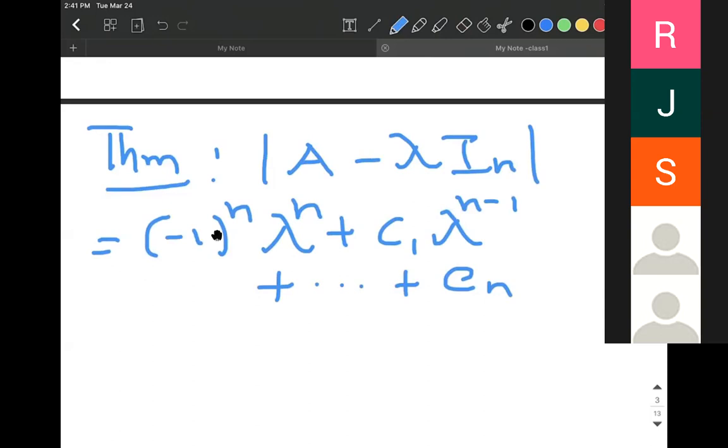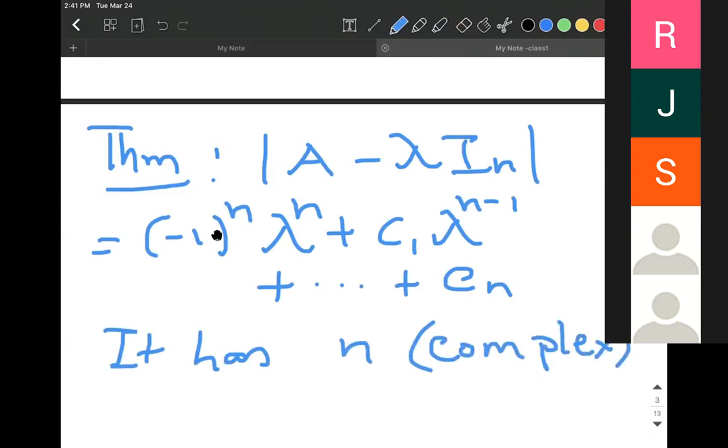So it can have n roots, but n complex roots. Roots may not be real. That's the point. For example, if this determinant is given by something like lambda squared plus 1, then it has all complex roots.